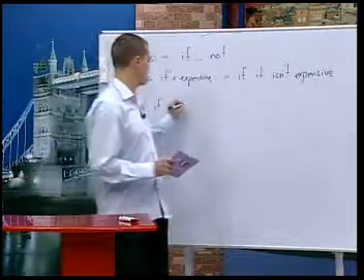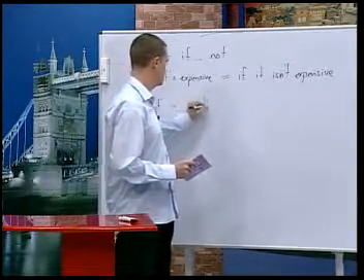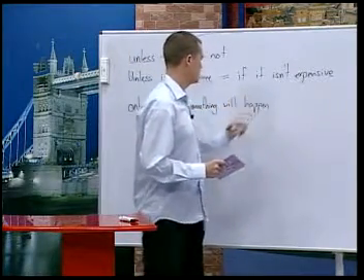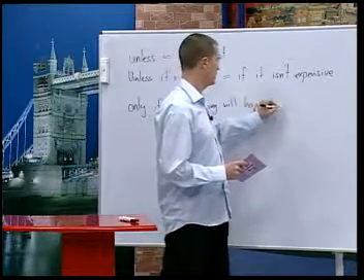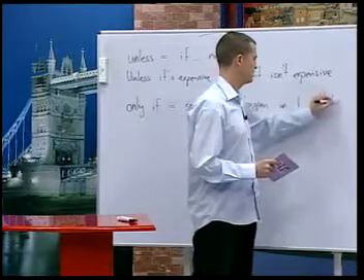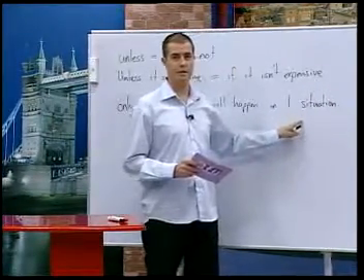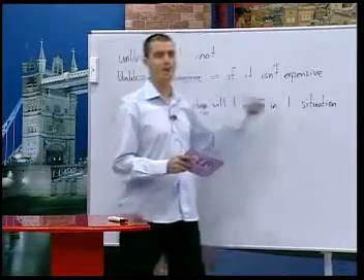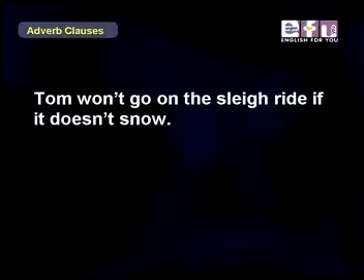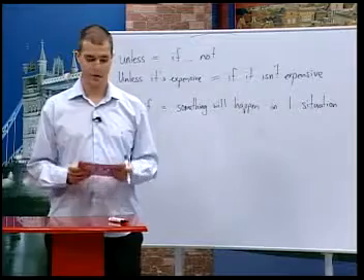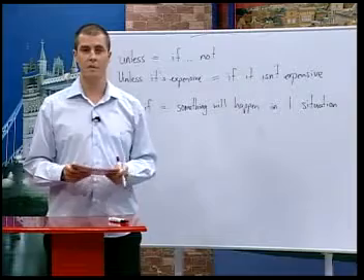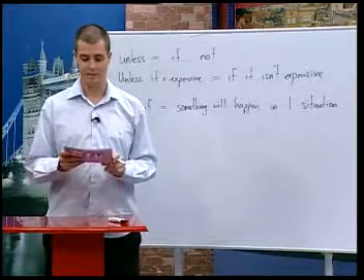Something will happen in one situation, and only that situation. That situation must happen first, then something else will happen. For example, Tom won't go on the sleigh ride if it doesn't snow. This is the same as the first sentence: Tom will go on the sleigh ride only if it snows. It means he won't if it doesn't.